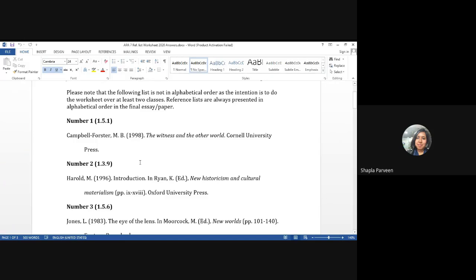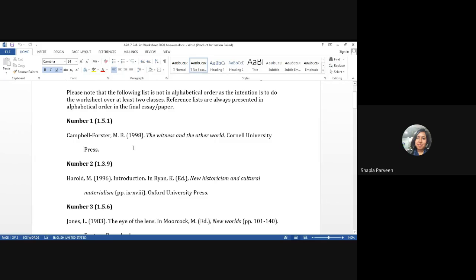You also notice that the second line, where only "press" is written, is indented a little from the left-hand side. Basically, the second line onwards, whether it's the second, third, or fourth line, would all be indented a little from the left-hand side. That means you have to leave a little space from the left. So this is also part of the APA rule.